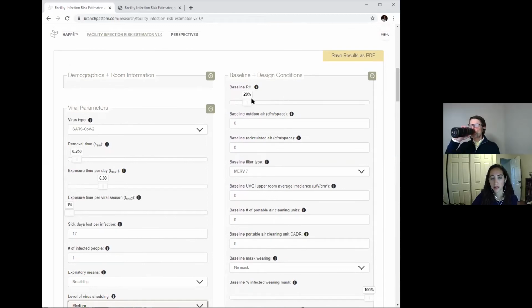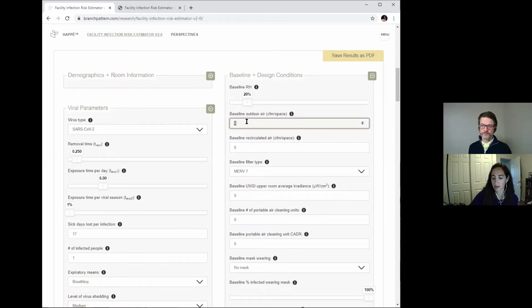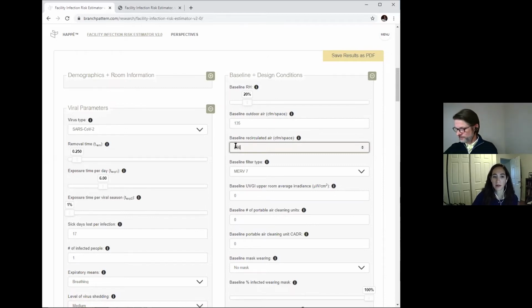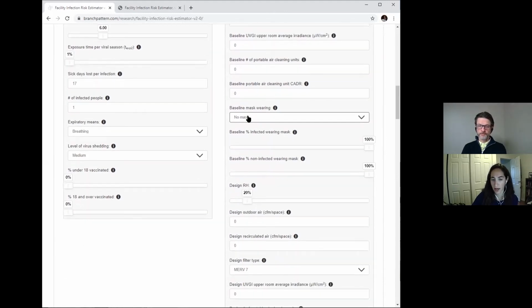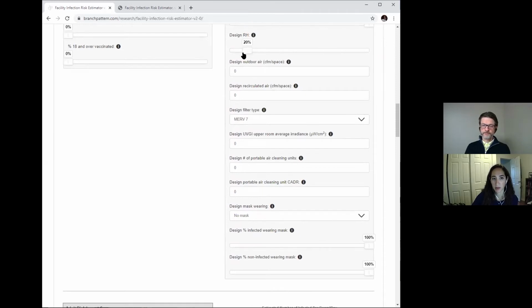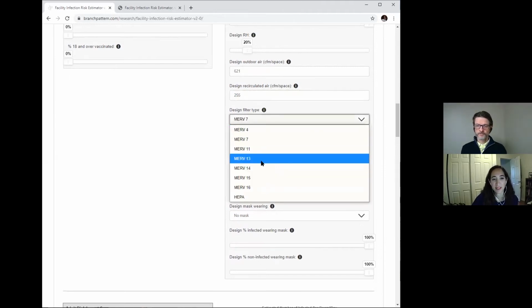So for our building conditions, we will do 20% relative humidity. Our baseline outdoor air is going to be 135 CFM. Recirculated will be 255, with a MERV7 filter. No UVGI, no portable air cleaning units, and no masks. Design will leave at 20%, but we will bump up outdoor air to 621 and recirculated air to 255, right? So with a MERV13 filter.